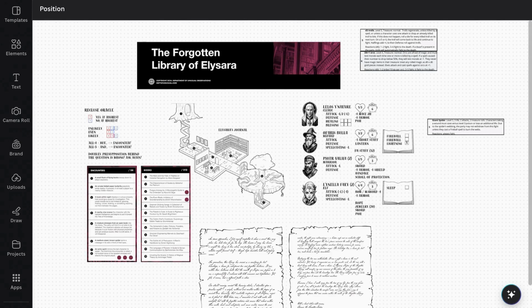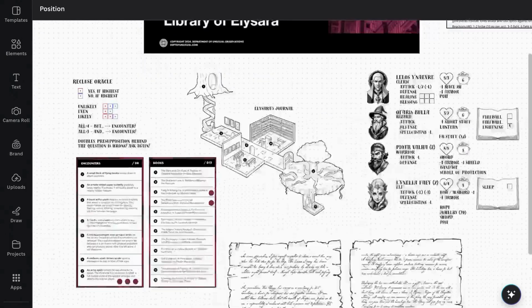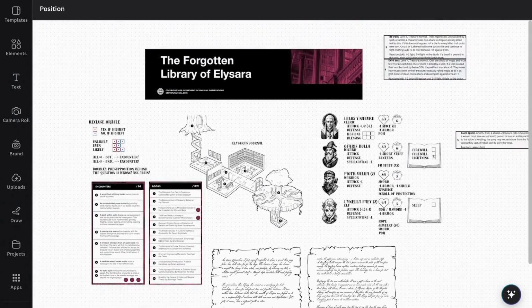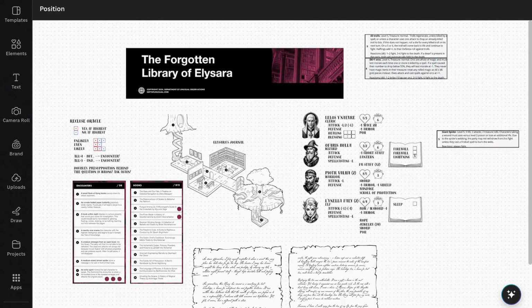So I put the link to download the Forgotten Library of Elysara story in the description, so you can try it for yourself. And as you can see, there are other rolls in the encounters table and the books table, and of course it is your story, so you can give other interpretations for the books they found, if they remember they found these books.